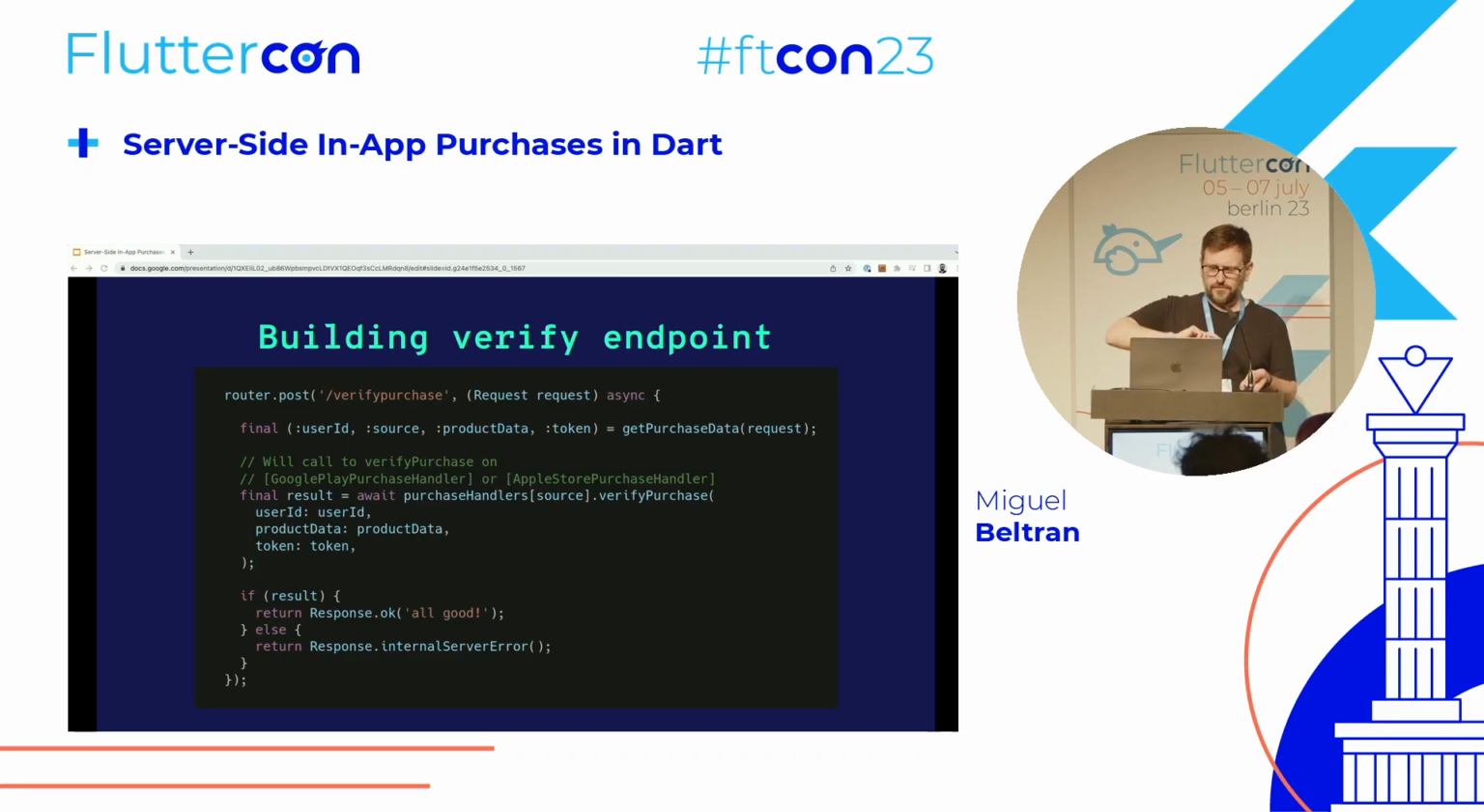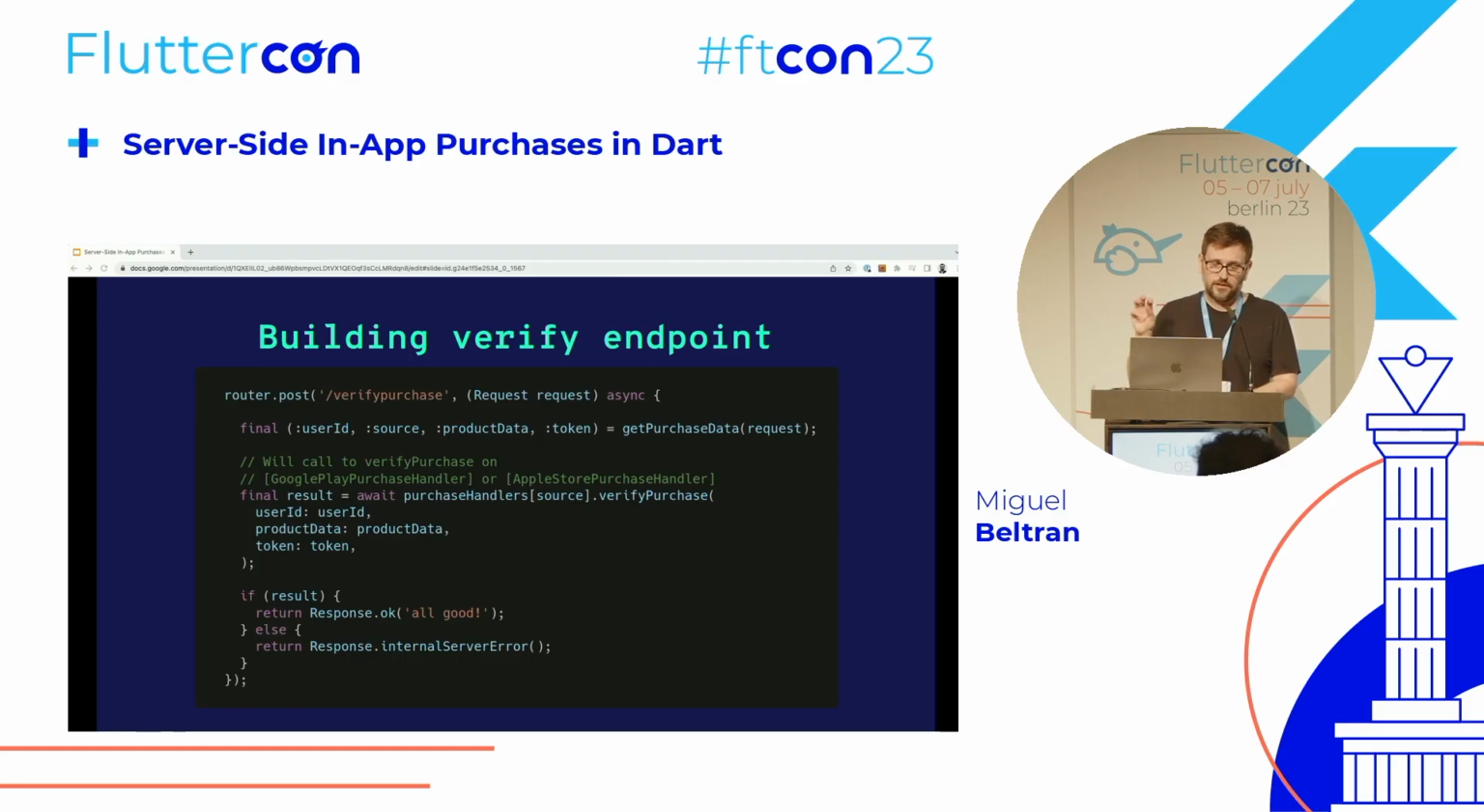You want to get information about the user ID, so you need a way to identify the user here. You need to know the source, which means if it was an Apple device or if it was an Android device. You need some information about the product to pass as well, like the product ID, but also if it's a subscription or if it's any other kind of product. And as well, the token.